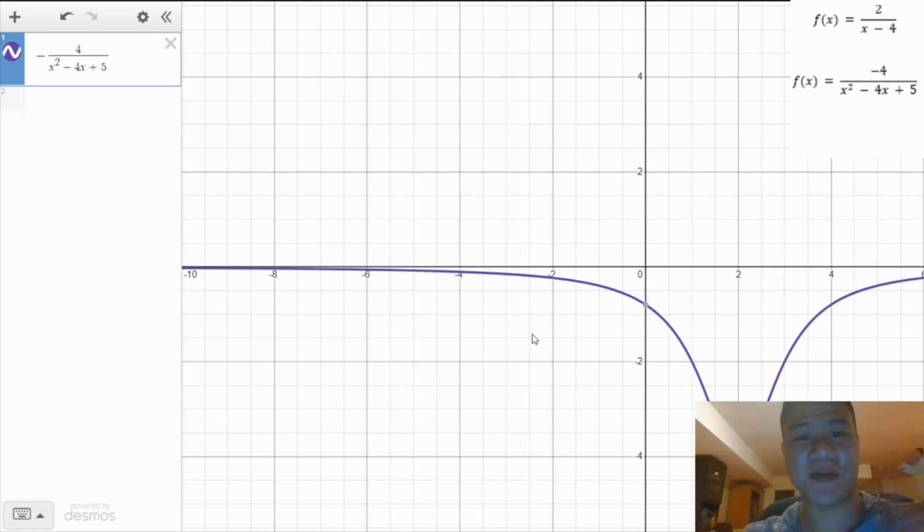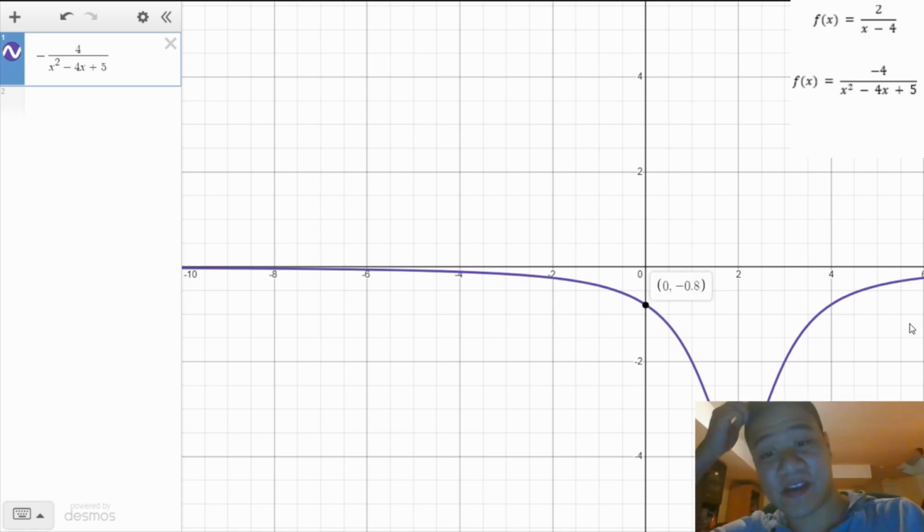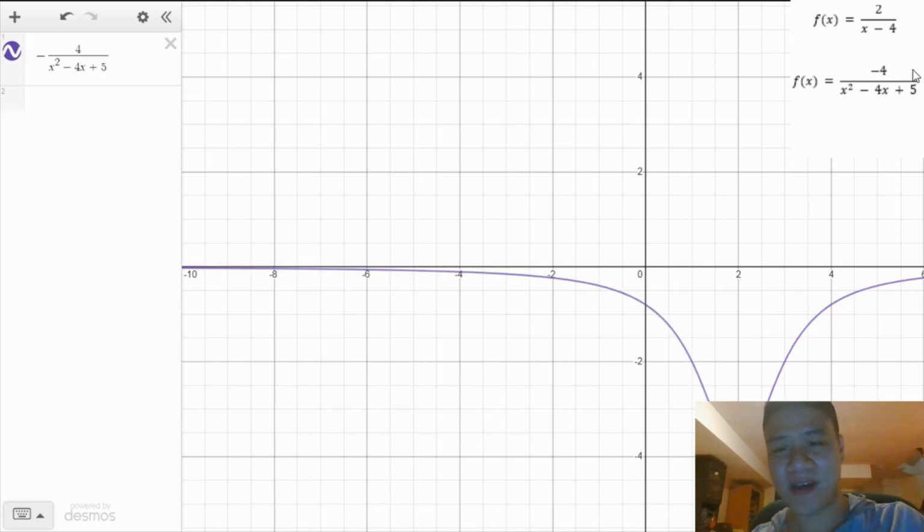Our y-intercept, we said, was (0, negative 4 over 5). And here we have it. This is our y-intercept, and negative 0.8 is negative 4 over 5. You can put it into your calculator and confirm that. But yeah, that's pretty much it.